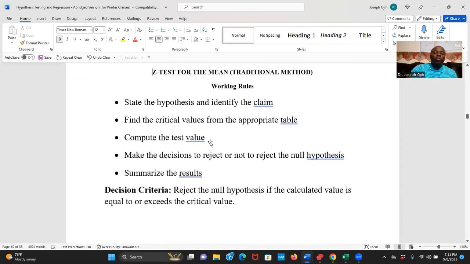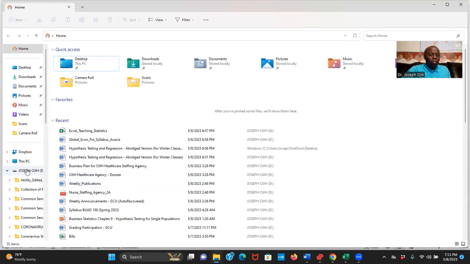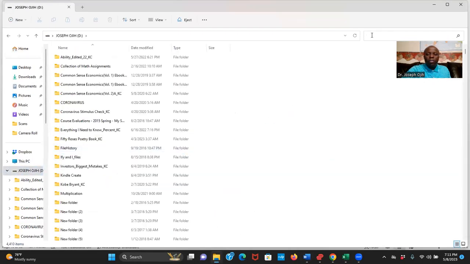These are the working rules for z-tests. State the hypothesis and identify the claim. So first of all, you state your hypothesis, then identify your claim. Next thing is to find the critical values using the appropriate table. I have already shown you some of those tables. I believe I told you to print them out because we'll be using them from now on.